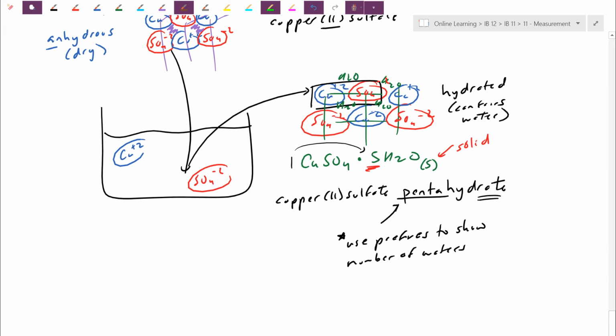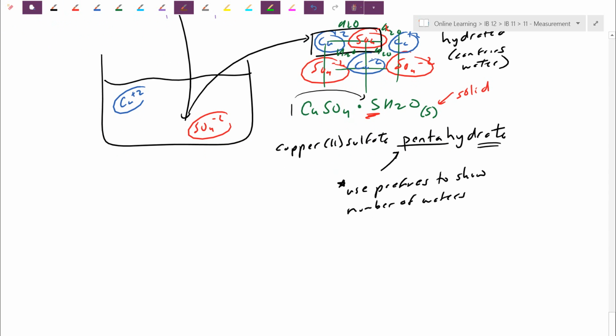Okay, so in that case, let me just introduce some words here. There are 5 waters per every 1 CuSO4. Maybe I have a billion CuSO4s. That means I have 5 billion waters, at least by ratio, it's just 1 to 5. That really is the only time we want to show prefixes.